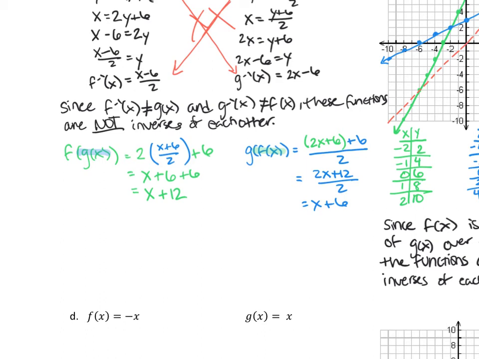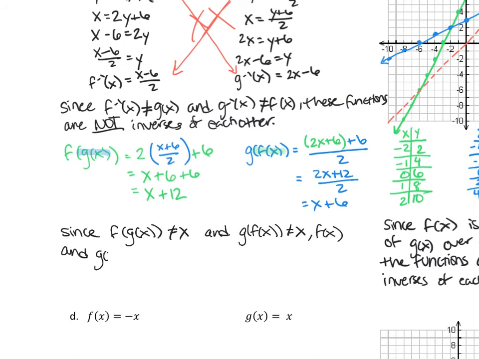So we can say, again, since, you'll notice that's how I always start my sentences, f of g of x, we can just say it does not equal x. Doesn't matter what they equal, it just matters whether it's x or not x. So since f of g of x does not equal x, and g of f of x does not equal x, f of x and g of x are not inverses of each other.